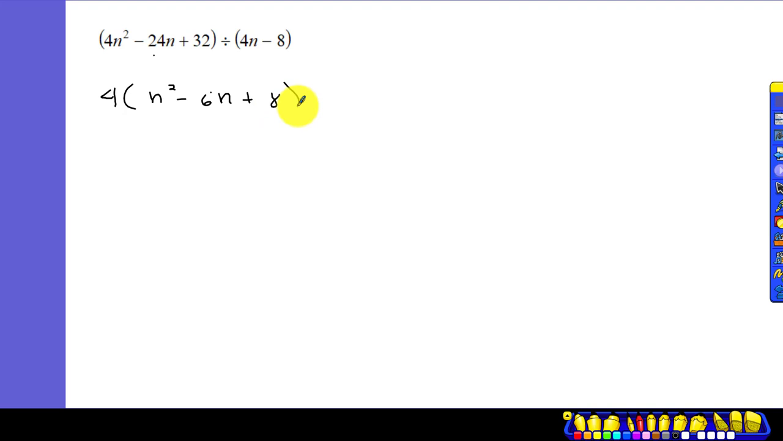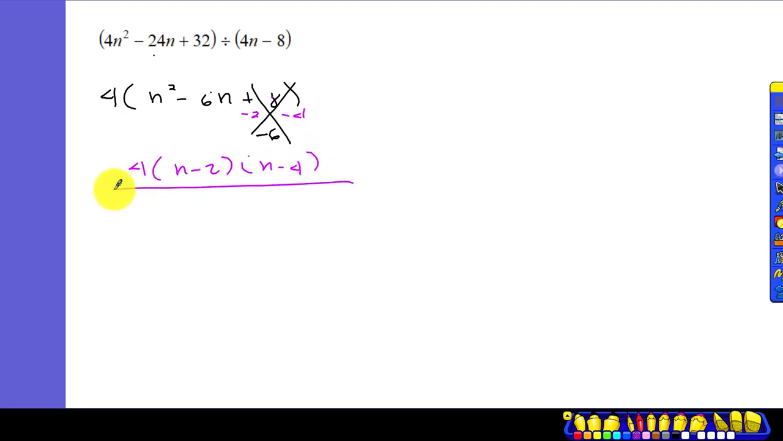And then I think we can factor this. What are the factors of 8 that will give you a sum of negative 6? Alright, so it should be both negative, okay? Negative 2 and negative 4. Remember that if this is positive, the factor or the sign of the factors should be the same sign as your middle term. Alright, so since this one is negative, then both factors should have a negative sign. So we are going to get 4n minus 2 and then n minus 4. Okay, we're done factoring the numerator. What about your denominator? Do you have any GCF here?